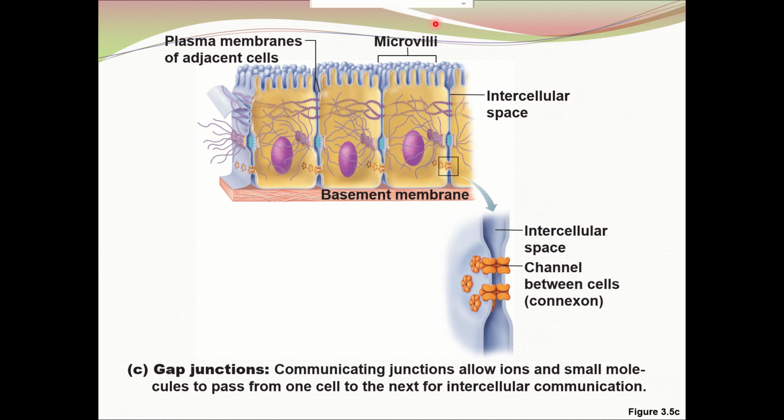And then the third type shown in this picture is the gap junctions. And you can see that there's pores or channels between them where ions can flow from cell to cell. We'll generally see gap junctions in the cardiac muscle cells.